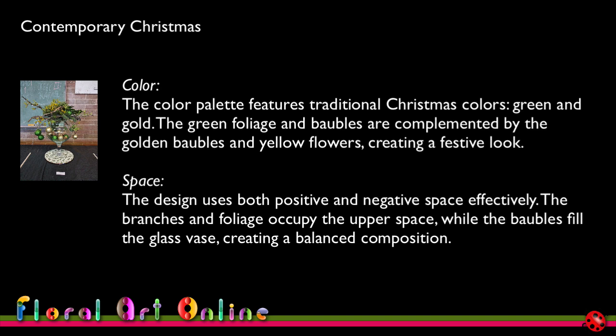Design uses both positive and negative space effectively. The branches and foliage occupy the upper space, while the baubles fill the glass vase, creating a balanced composition. So we've got some negative space in between where the baubles are hanging down and the baubles inside of the glass vase, and there's negative space between the branch that's going out towards the back of the design and the rest of the bulk of the design.